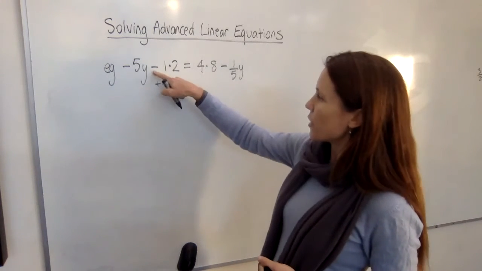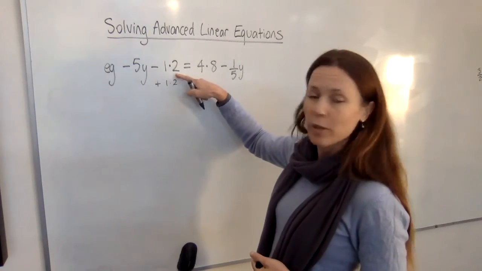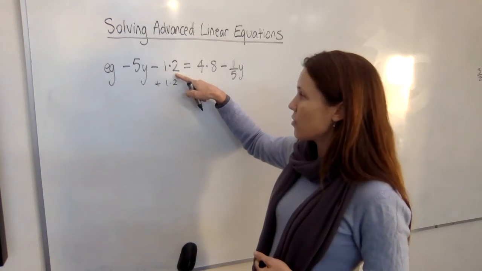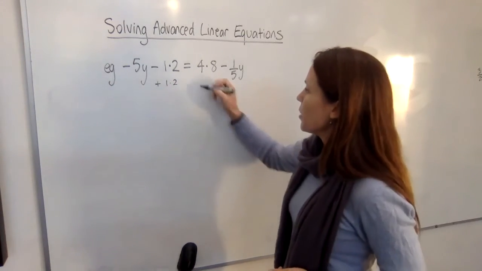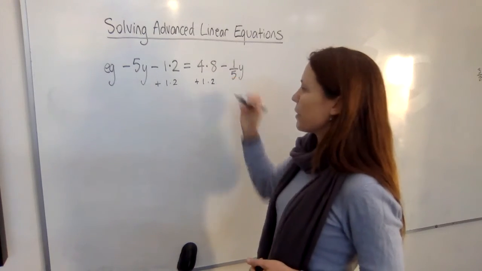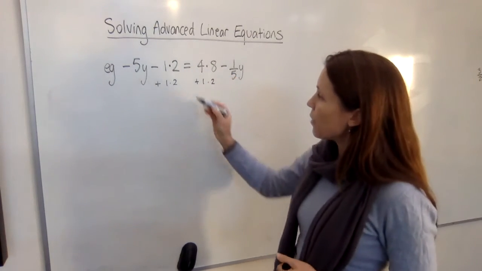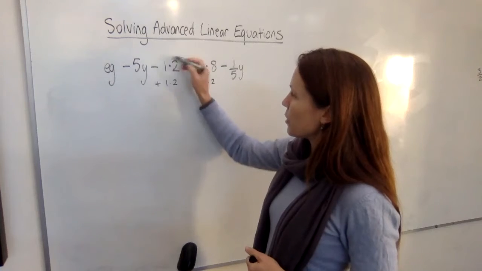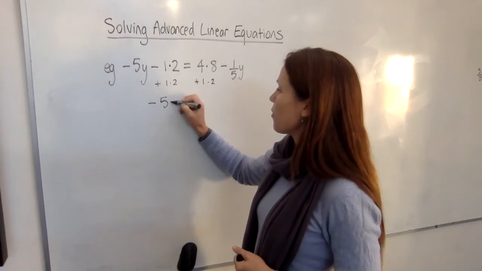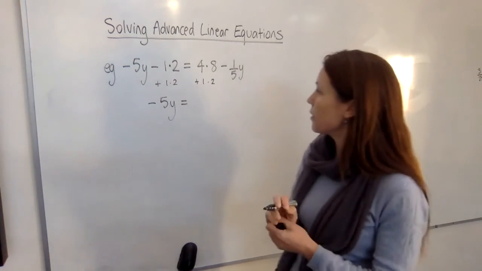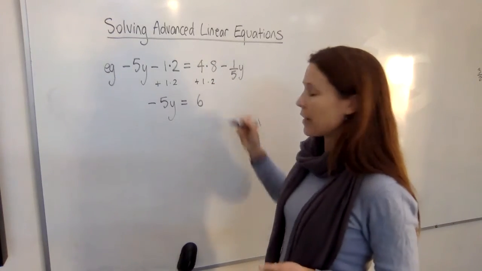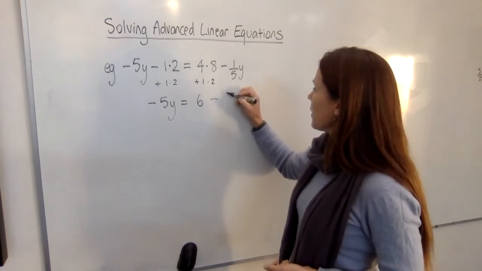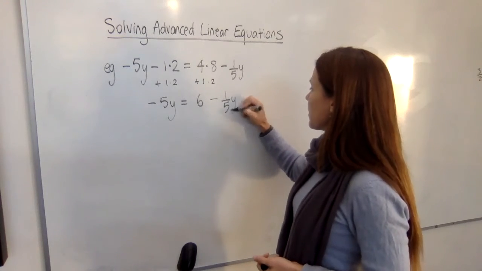That's because I'm trying to remove this minus 1.2 from here. And I can do that by doing the opposite of minus 1.2 and add 1.2. But I need to do it to both sides to keep it balanced. All right, that will disappear the 1.2's here, and I'll just have minus 5y left on that left-hand side. On the right-hand side, 4.8 plus 1.2 is 6, so that's worked out nice and neat. Now I've got my 1/5 y over here.